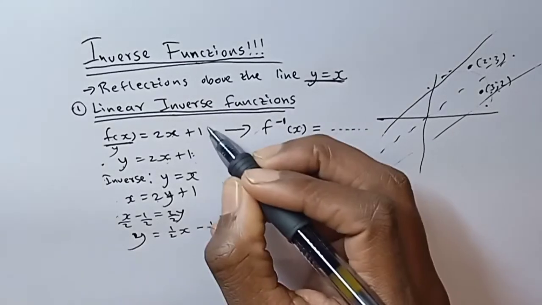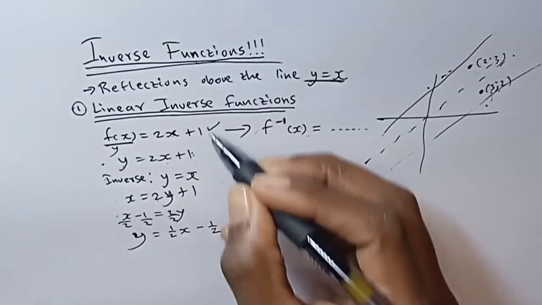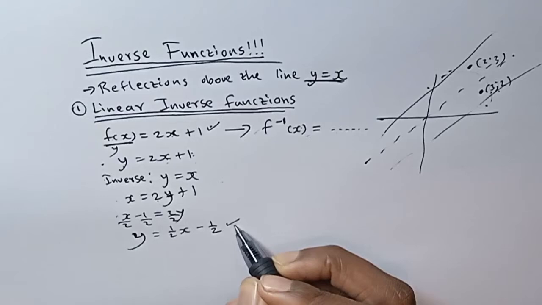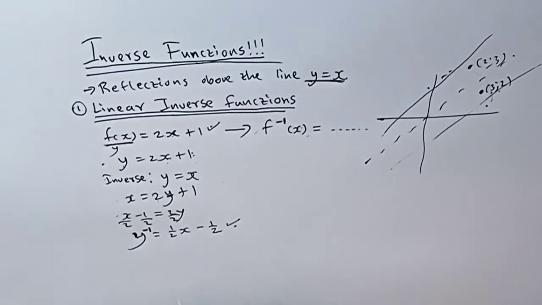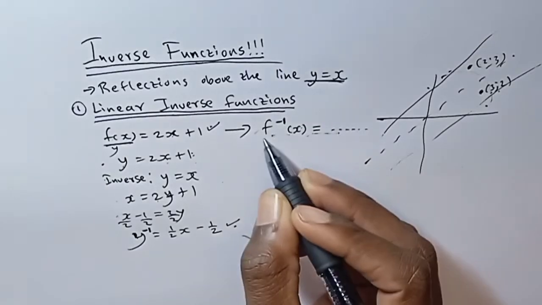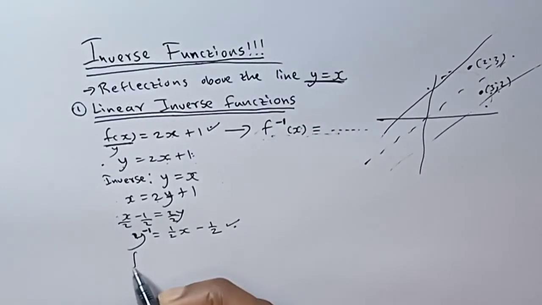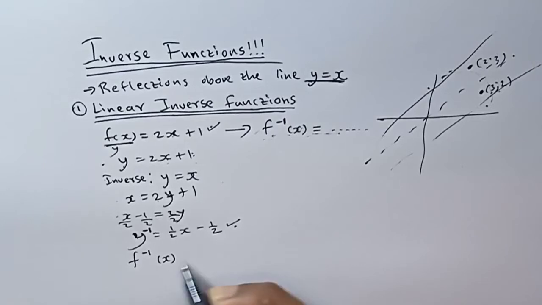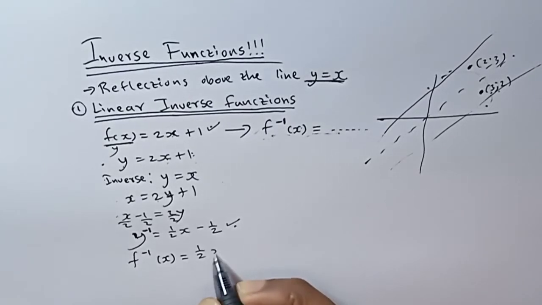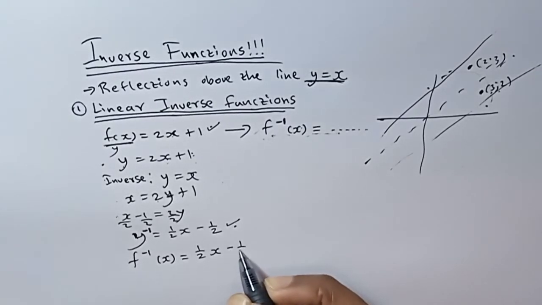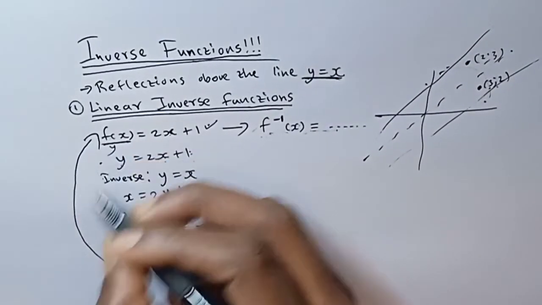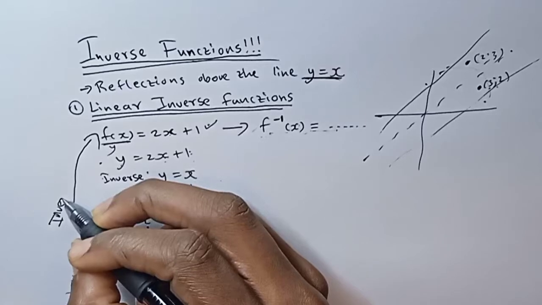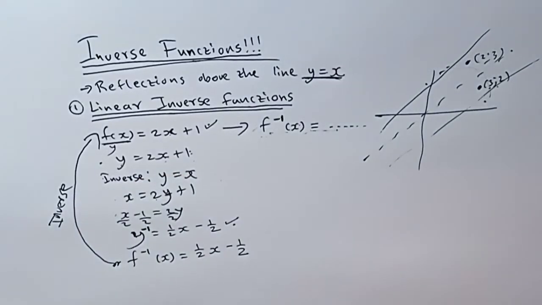So I can draw this and I can draw this. This is the original, this is the inverse. So I can represent it like this. Once I make y the subject of the formula, I will present it in this way, and I would say f inverse of x is equal to 1 over 2 x minus 1 over 2. So this is the inverse function of this. Yippee, then we found our inverse function.